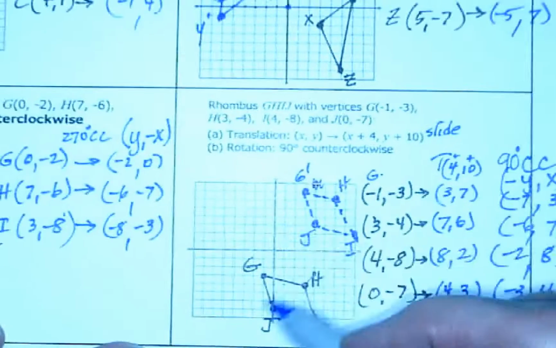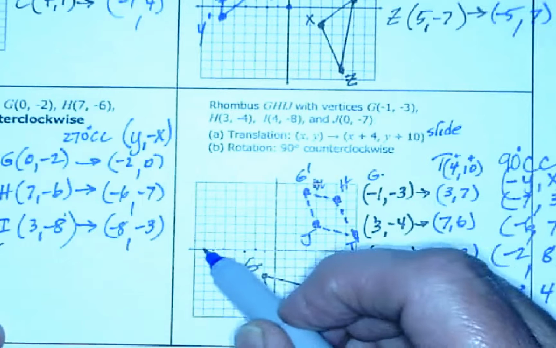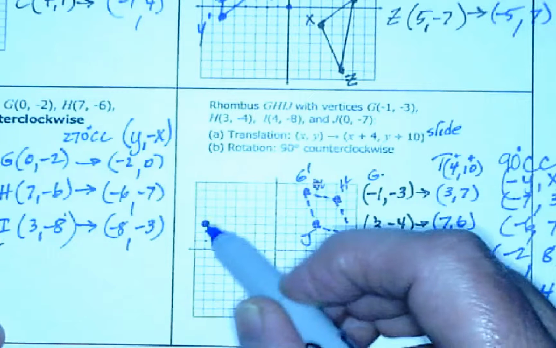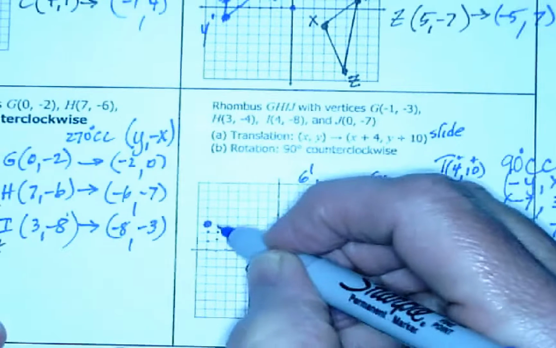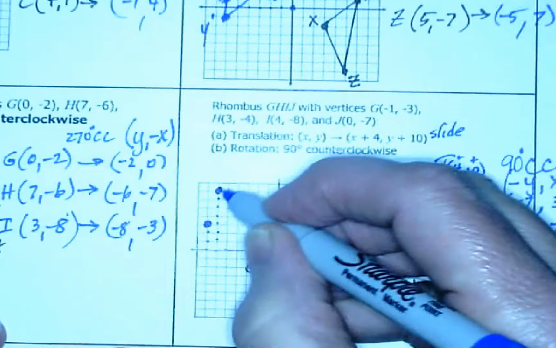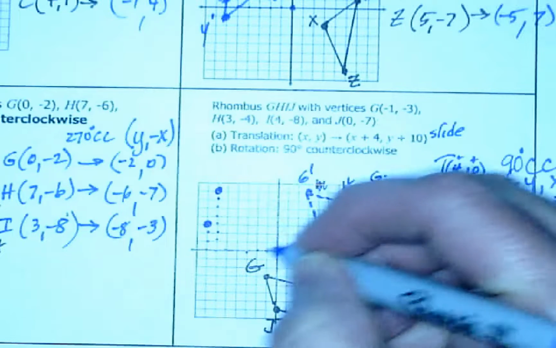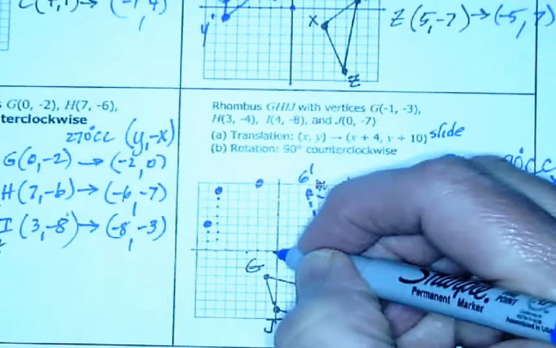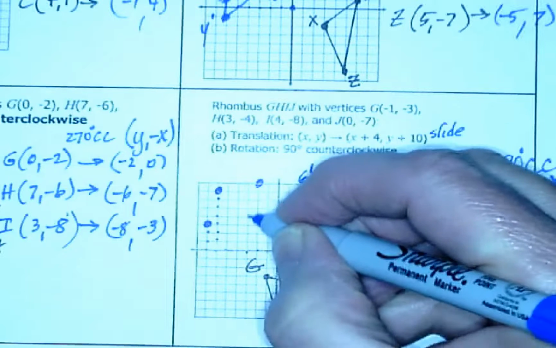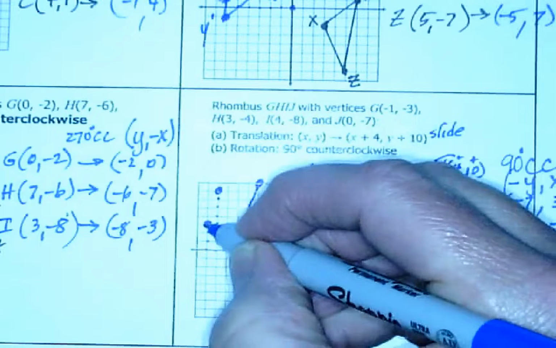(Negative 7, 3). Okay, so there's 1 point. (Negative 6, 7). (Negative 2, 8). And (negative 3, 4). So, connect those 4.